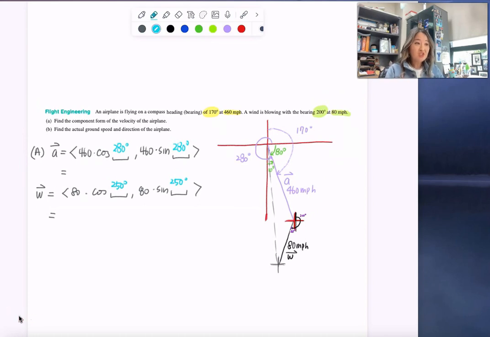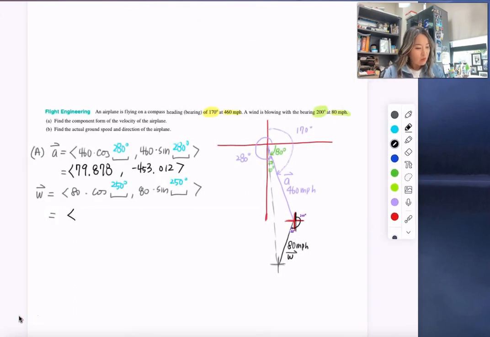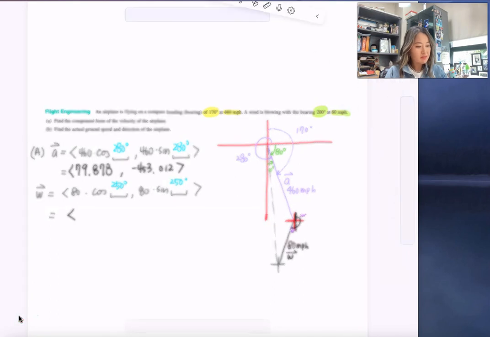And you know what I did? I just punched it in my calculator and here's what I got. The airplane vector is 79.878 and it's going to be negative 450.012. We'll discuss all these values in a sec. The wind vector, do you understand what we mean by that, right? Oh, sorry, this guy needs to go here. Sorry, my keyboard moved.